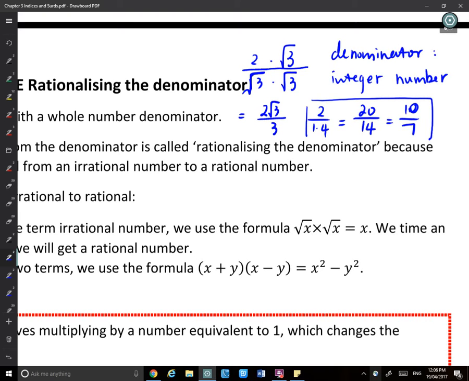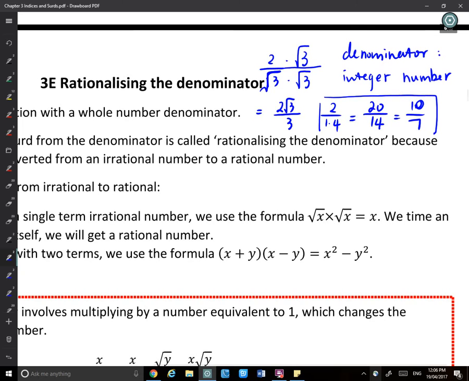It is the same number because I multiplied the top and bottom by the same number. But the denominator becomes an integer. And I don't care about the numerator. The numerator can look however you like. 2 root 3 is alright on the numerator. So the denominator becomes 3. That procedure is called rationalizing the denominator. You make an irrational denominator become a rational denominator. That's what we talk about for 3E.